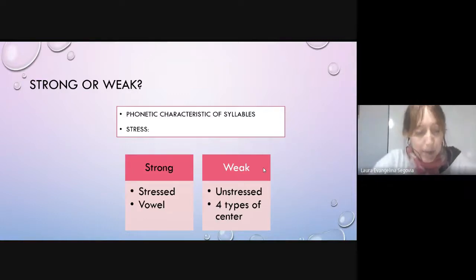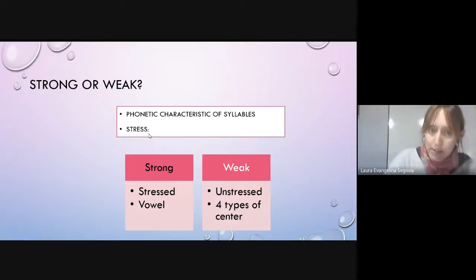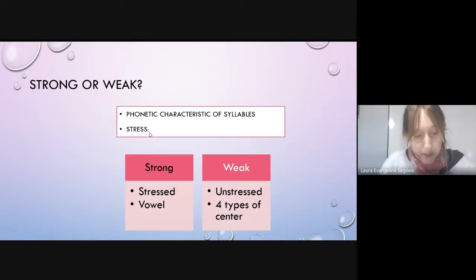So let's see. What do we mean by strong or weak? First, we have to say that these terms refer to phonetic characteristics of syllables. That means that being strong or being weak is a phonetic characteristic of a syllable. We can say that stress is related to this idea. Again, I am not saying that the word is tired or the syllable is tired. I am saying that the word is strong when I say stress. I say that it is important, it is highlighted, it is predominant, it is prominent.